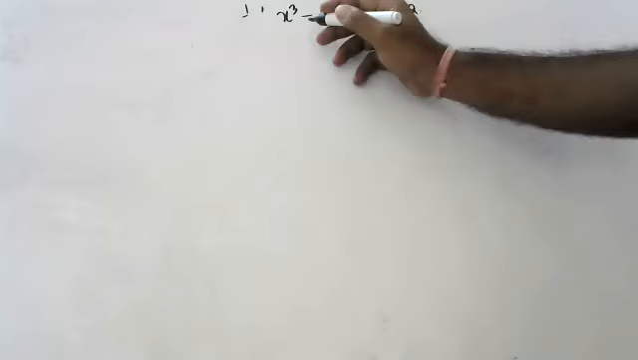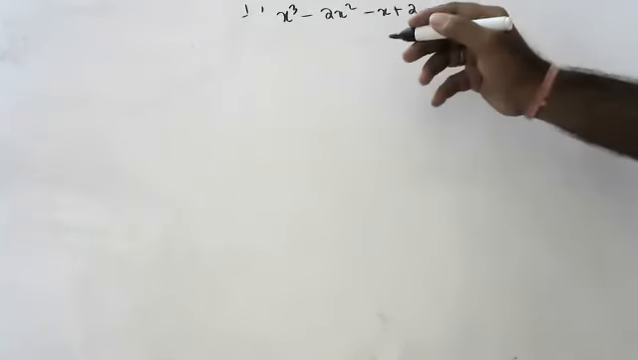Question is: factorize x cube minus 2x square minus x plus 2. This is the question. You have to factorize it, children. So we have to factorize x cube minus 2x square minus x plus 2.